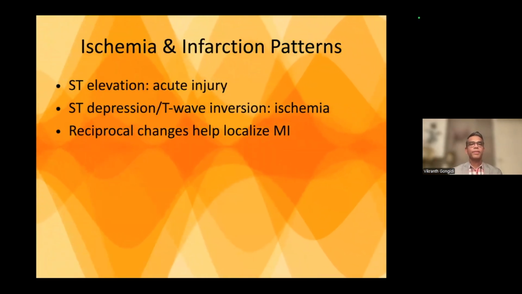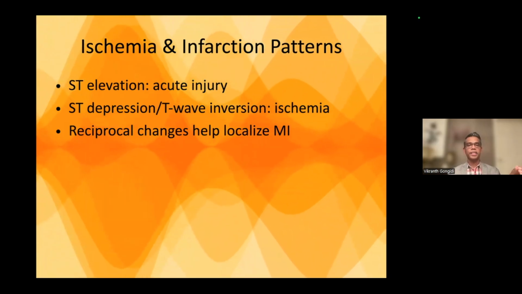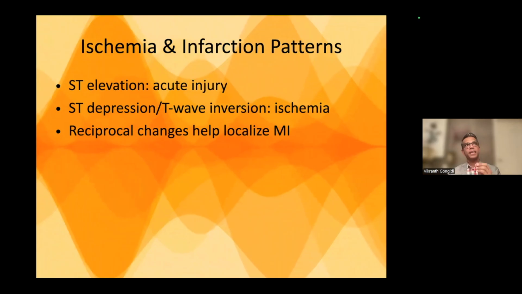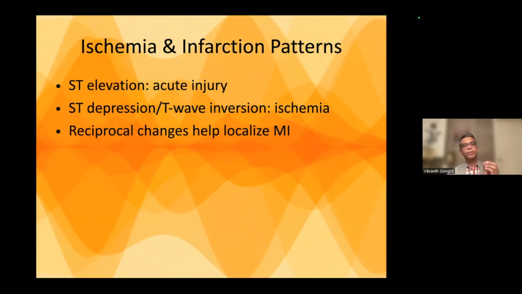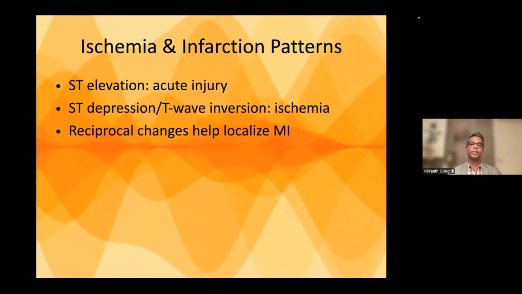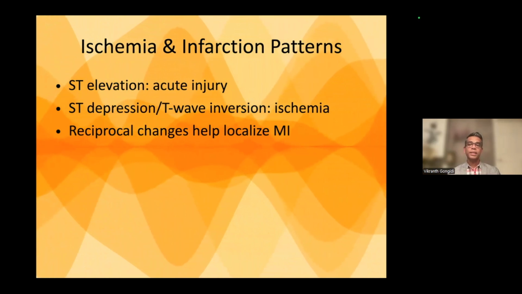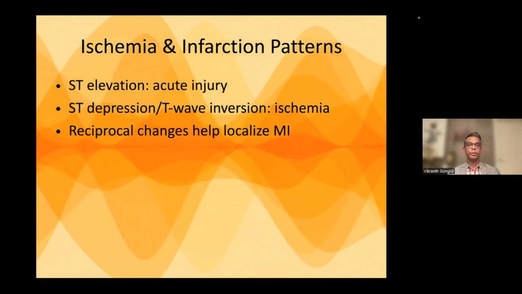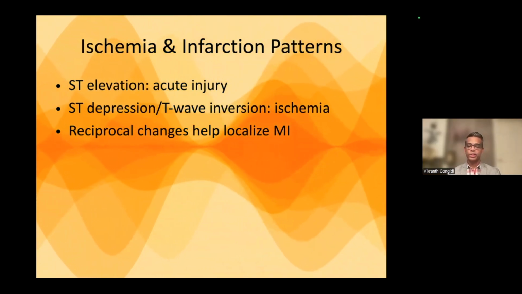After you have the bundle branch blocks, then you have, after the QRS, the ST segment. So the ST segment is the isoelectric point. And so, ST elevation is indicative or suggestive of an acute injury going on. ST depression or a T wave inversion can be a sign of ischemia, something to worry about. And usually it comes with reciprocal changes.